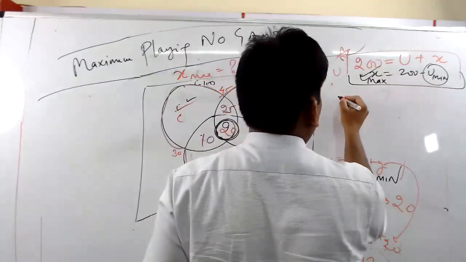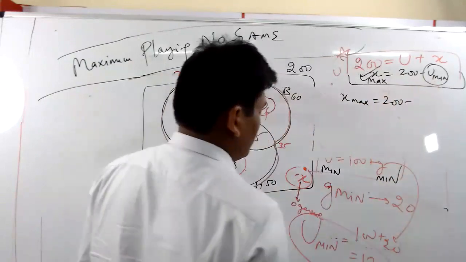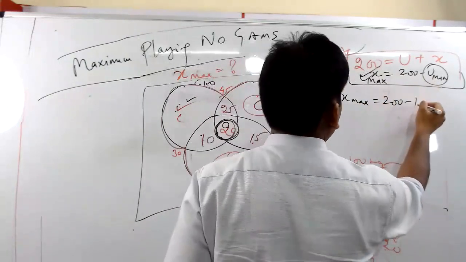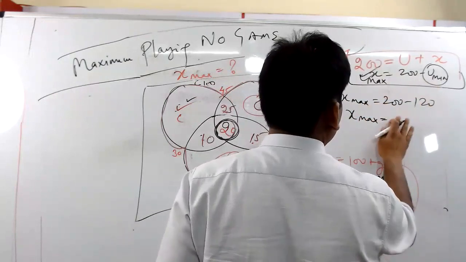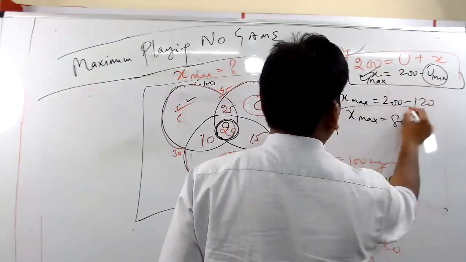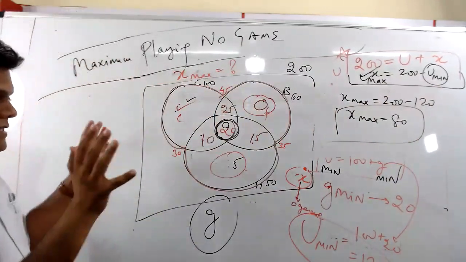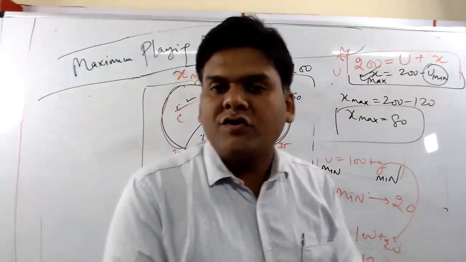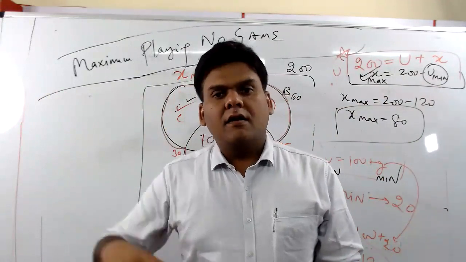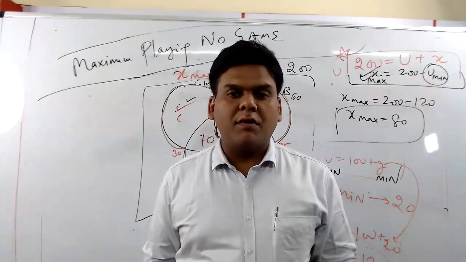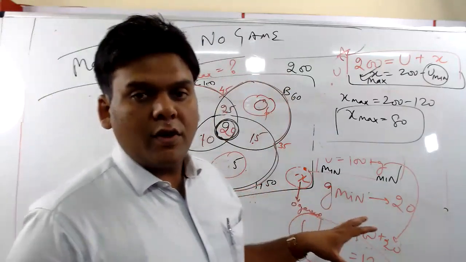Got it? So X maximum. Fortunately, we already have the minimum value of U, which is 120. What is the maximum value of X? Yes, beta. 80. Cool. Done? Yeah? So that's the strategy to solve the questions of Venn diagrams with 3 sets. In upcoming videos, I'll talk about how to maximize G and minimize X, right?